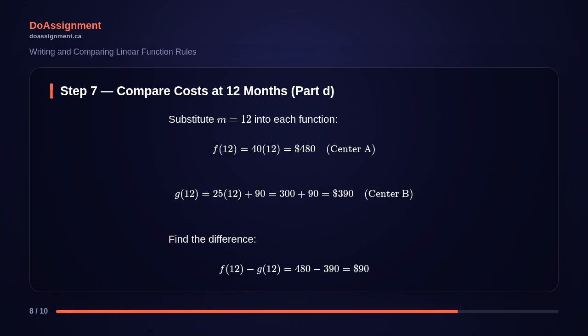At 12 months, center A costs 40 times 12, which is $480. Center B costs 25 times 12 plus 90, which is 300 plus 90, equaling $390. The difference is 480 minus 390, which is $90.